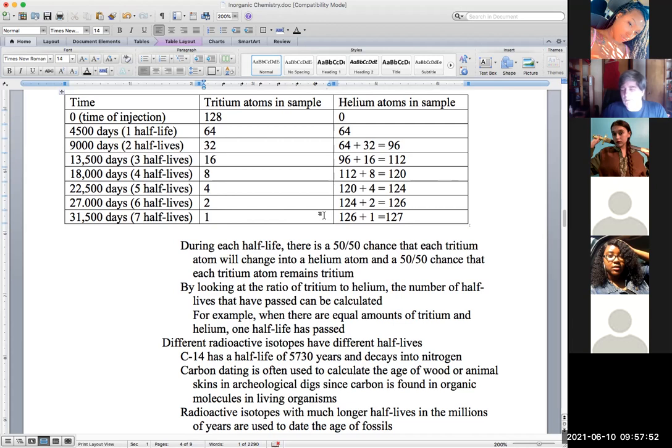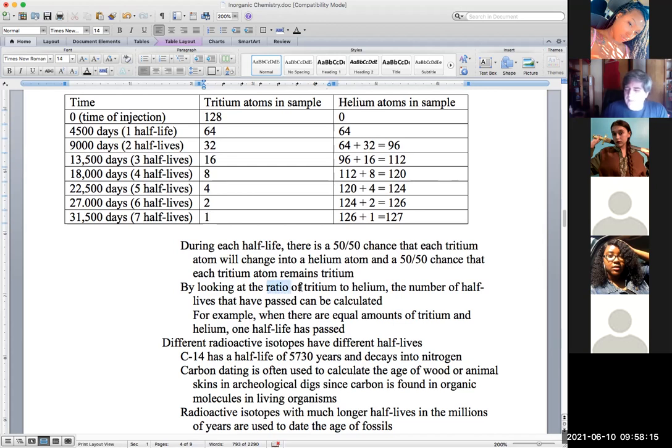So what happens now? Well, remember I said this is like a coin toss. So we toss the coin. If we get heads, this 1 atom stays around as a tritium atom. If it gets tails, it changes into helium. And keep in mind, these atoms aren't really tossing coins. I'm just saying that it's a 50-50 random process.